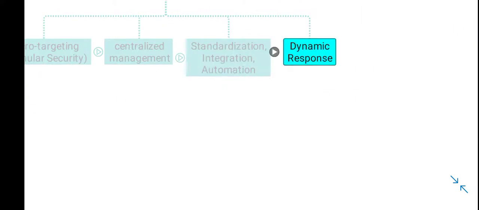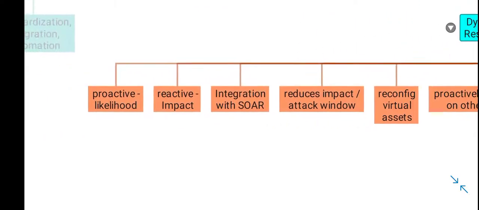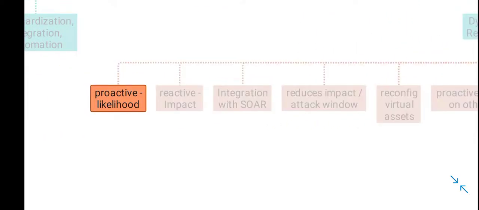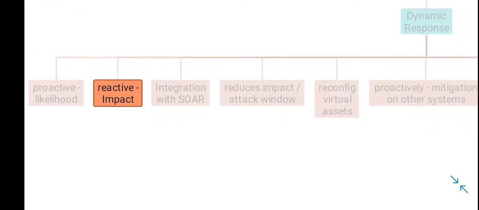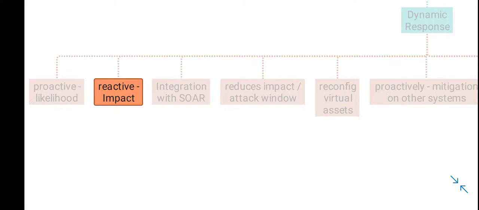Next attribute is the dynamic response. So there are two kinds of responses. First is the proactive, and second one is the reactive. Proactive response may include reducing the likelihood of a threat event, and after a threat event has happened, then you can reduce the impact, that is reactive. So software defined security addresses both requirements.